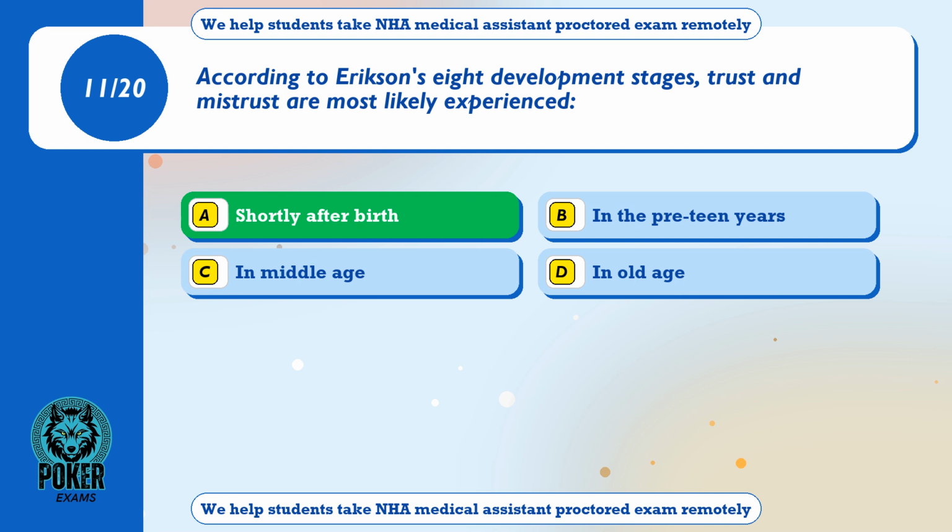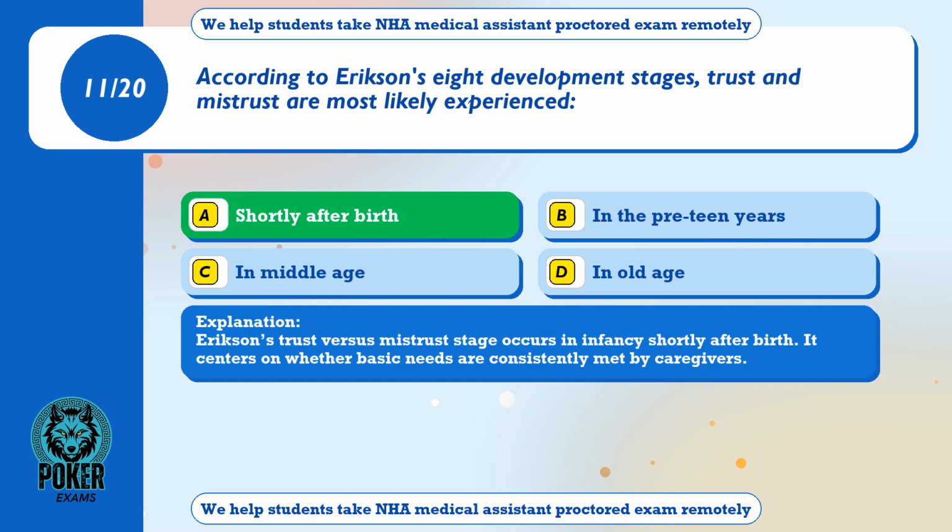The correct answer is option A, shortly after birth. Erikson's trust versus mistrust stage occurs in infancy shortly after birth. It centers on whether basic needs are consistently met by caregivers.